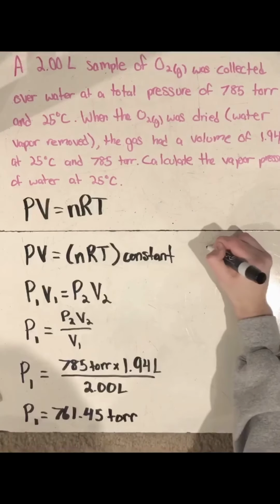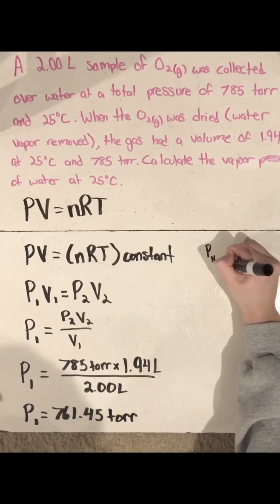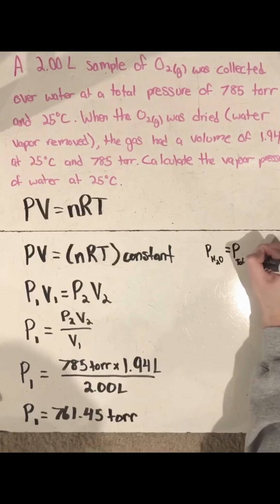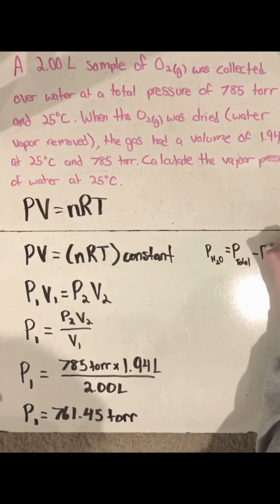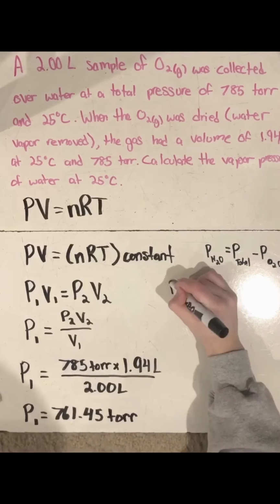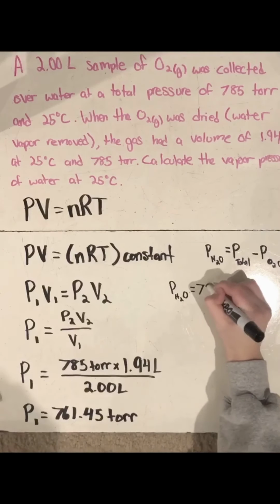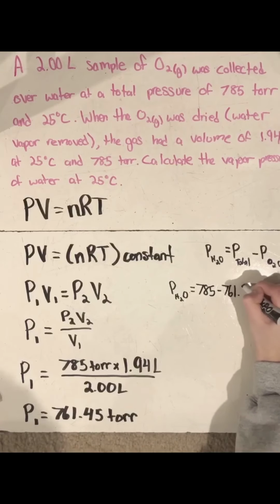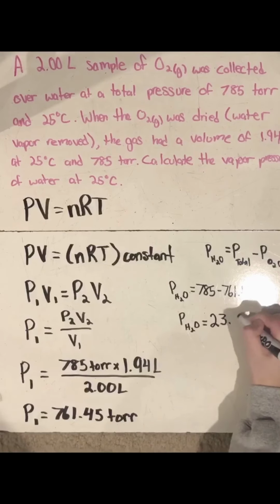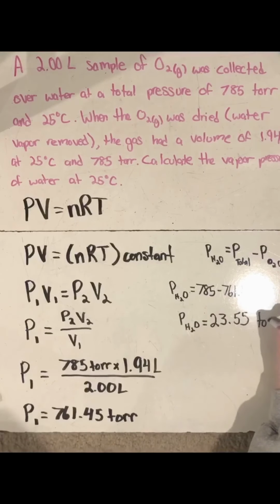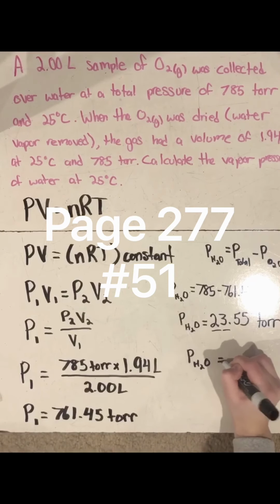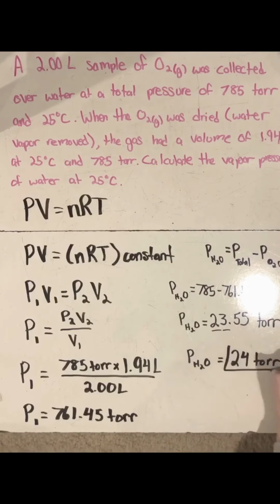However, we are only trying to calculate the pressure of the water, so we must subtract the partial pressure of O2 gas from the total pressure of the original mixture to get the partial pressure of H2O gas. This is represented by PH2O equals P total minus PO2 gas. When we plug in the values, PH2O equals 785 minus 761.45, we get 23.55 torr. Because the original problem has digits with only 2 significant figures, the final answer comes out to be 24 torr.